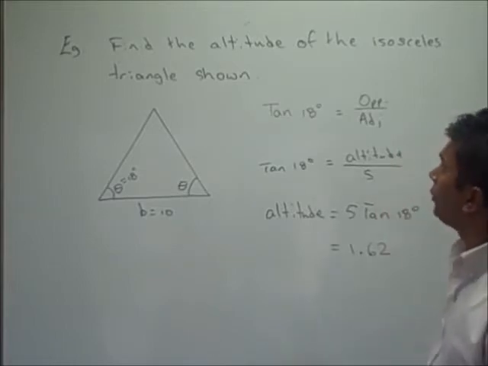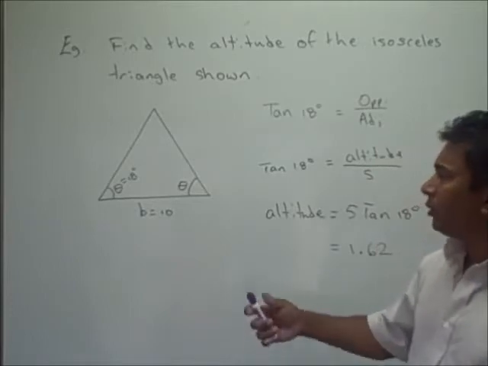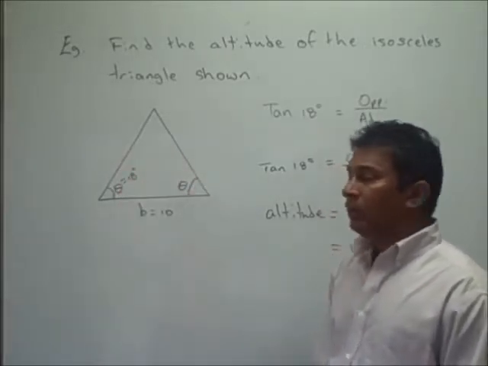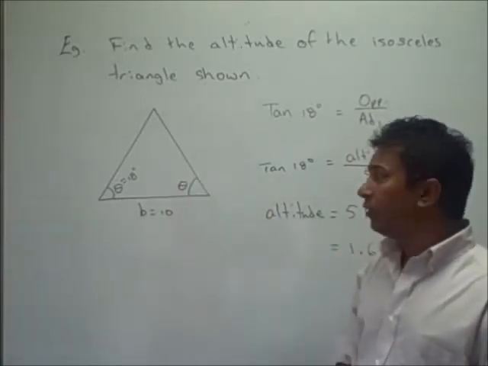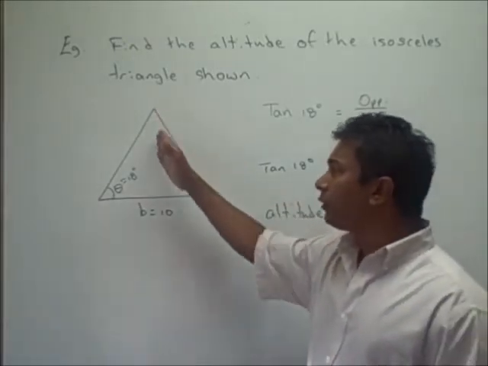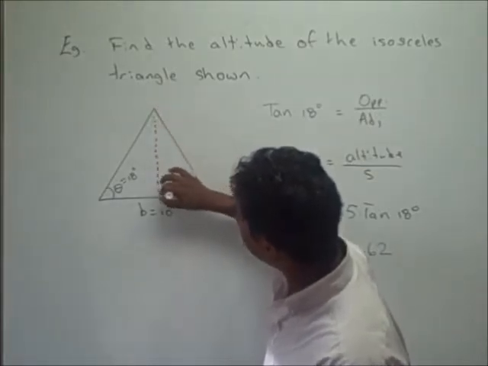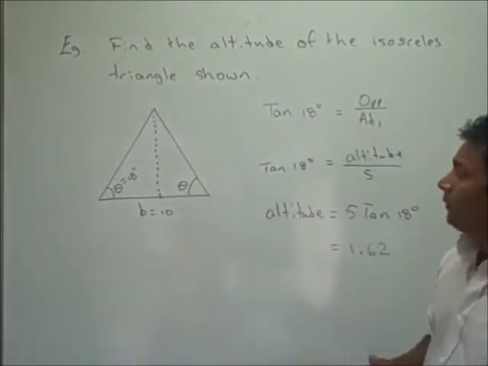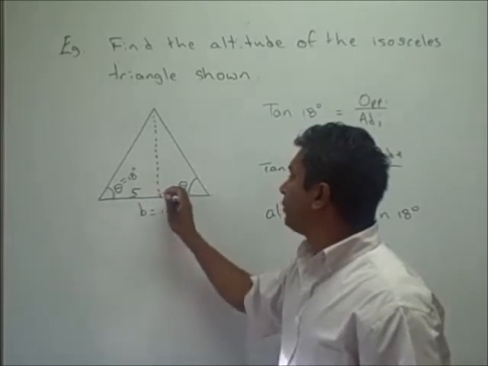In this example, we're going to find the altitude of an isosceles triangle. An isosceles triangle is one in which two sides are equal or two angles are equal. Now this isosceles triangle is not a right triangle, but we can make it into a right triangle by dividing it into two equal halves. So if we draw a line straight down, this line here becomes our altitude, which is what we're trying to find, and it divides the base evenly. So this side would be 5 and this side would be 5.